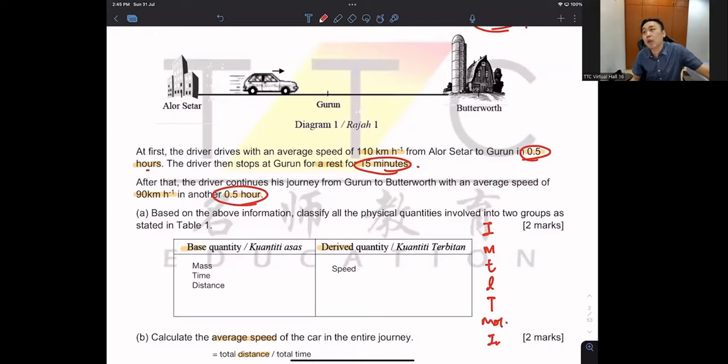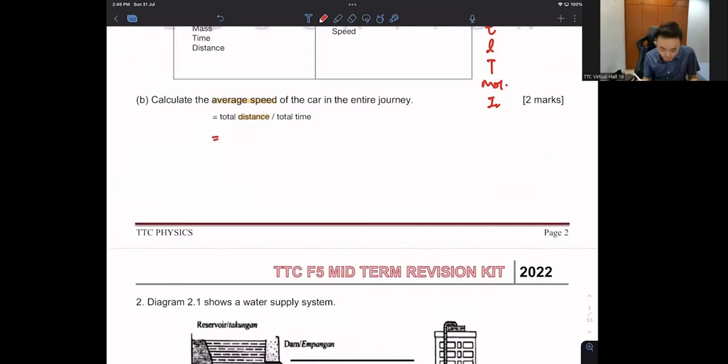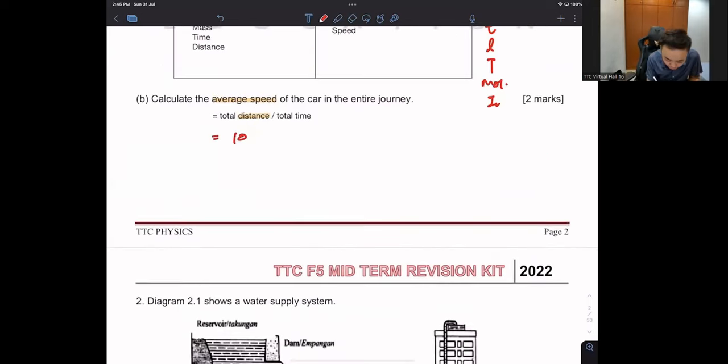You have multiple ways of doing it. You could calculate first in terms of km per hour, then convert back, also can. Now I teach you this way because I prefer this way. So what you do, you see what I do? Total distance, I put 100 km, divided by total time taken.